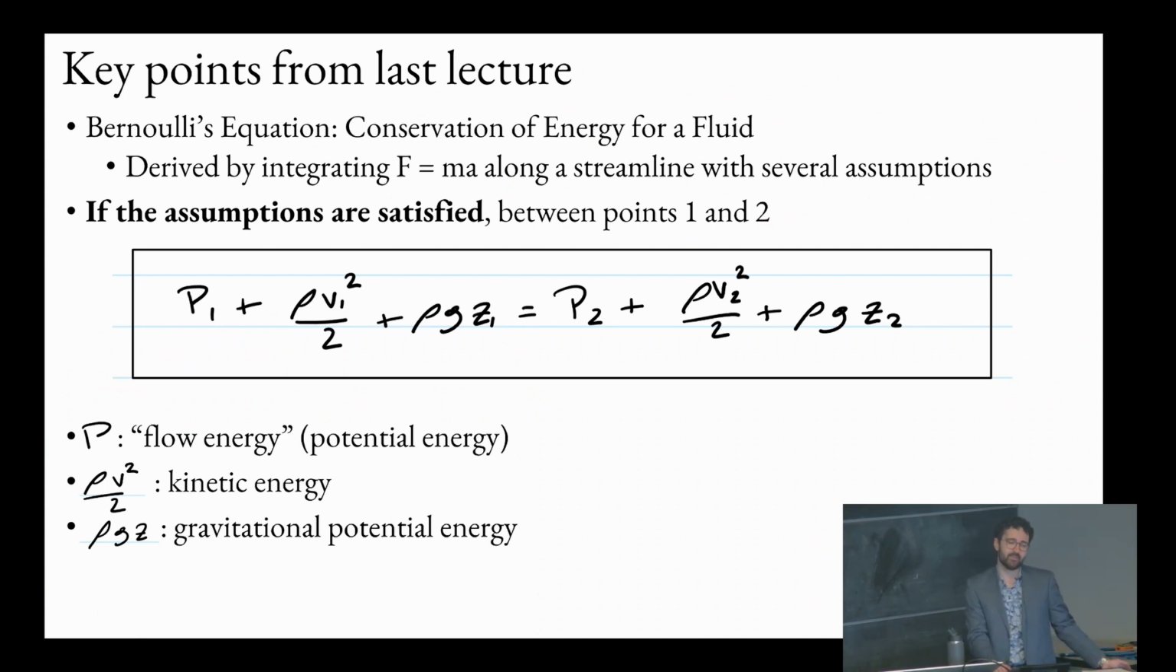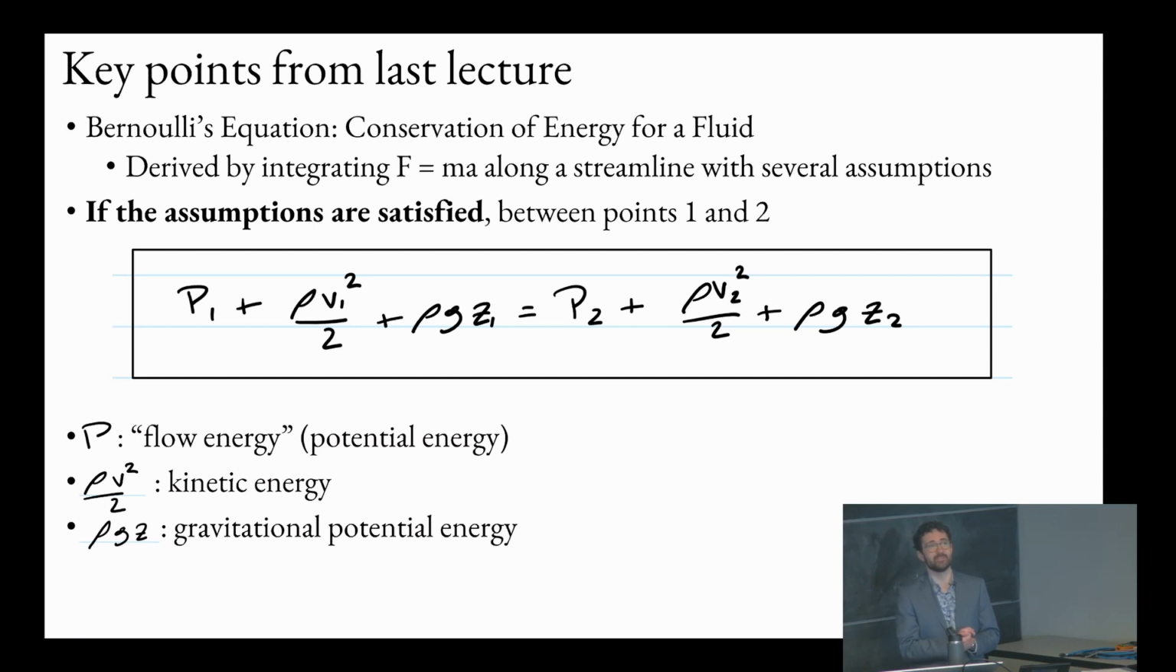So from last lecture, we derived Bernoulli's equation. Bernoulli's equation is conservation of energy for a fluid. And we derive this in the normal way that we derive conservation of energy, and that's by integrating F equals ma along a path. In our case, we assumed a steady state flow, so our path is a streamline. We also made several assumptions to make that easier, so I'm going to give a review of the assumptions today. If those assumptions are satisfied, you get that relationship between any two points along a streamline.